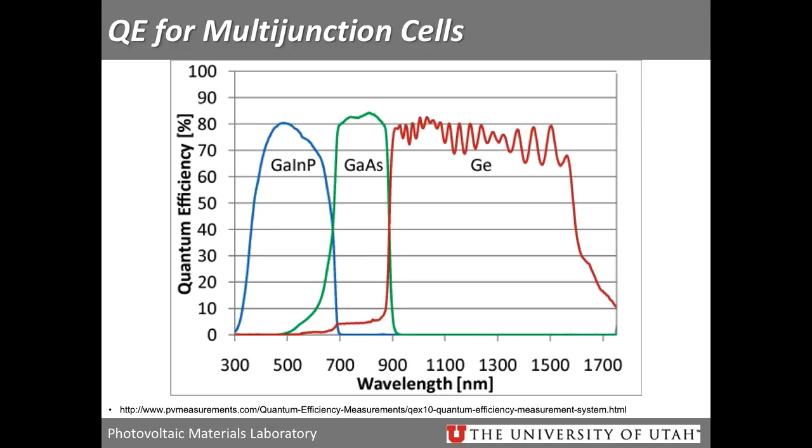And so essentially, this filters out all high energy light, this filters out middle light, and the germanium collects all the low band gap light. And so thereby you can more efficiently utilize the incident solar spectrum.